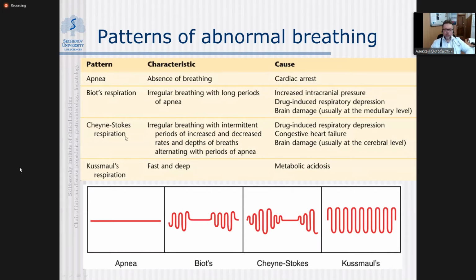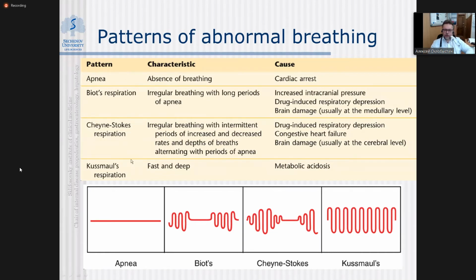Biot's respiration. It will be phasic, so there will be some episodes of breathing and pauses, and the patient will have apnea. So that will be irregular breathing with long periods of apnea. Cheyne-Stokes breathing will be a gradual increase and decrease in the intensity of breathing, again with pauses, with episodes of apnea. And Kussmaul's breathing will be sometimes fast, sometimes rare, but it will be deep and noisy.